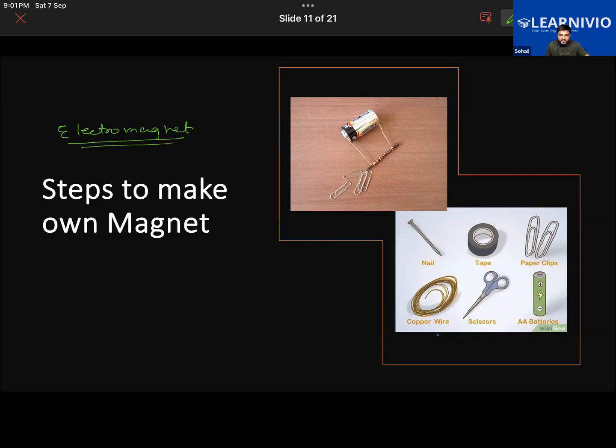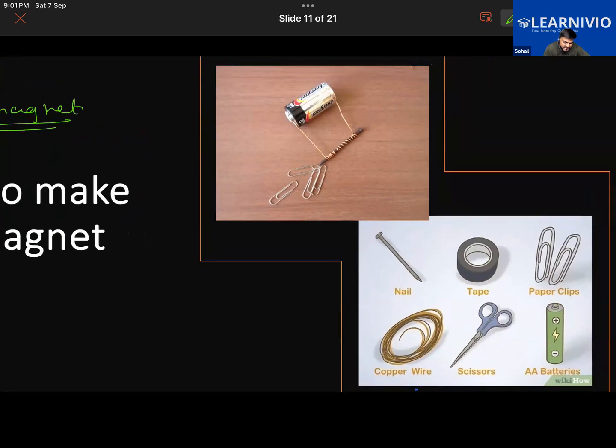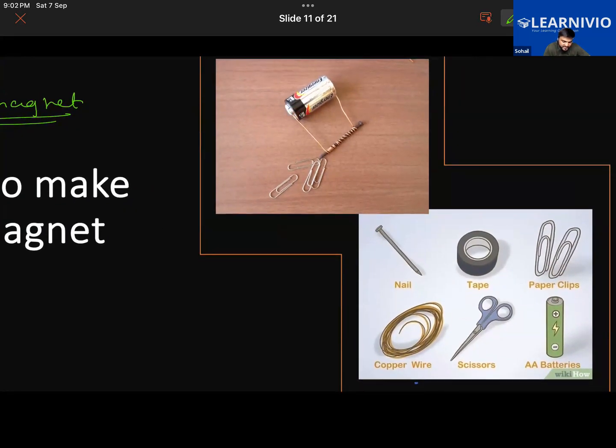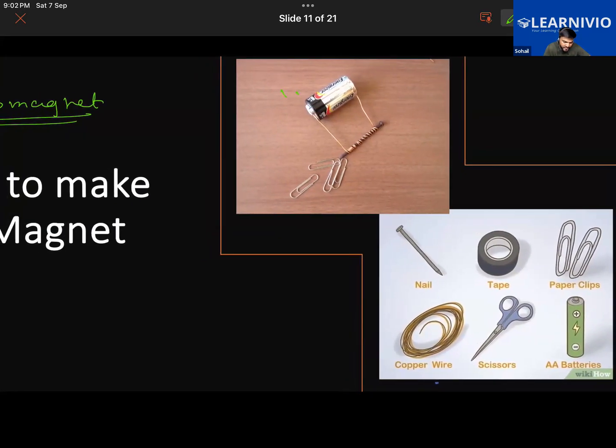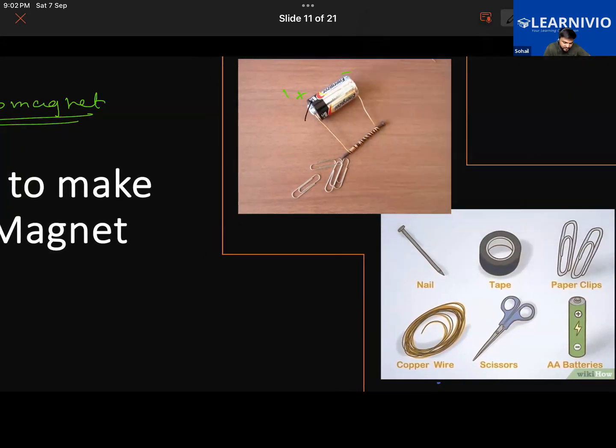All of you observe here, we have taken these materials: scissors, copper wire, a nail, AA batteries, like a small battery, and some paper clips or tape. We connect this copper wire to the positive and the negative terminals of the battery. With the help of sellotape we can connect it properly. Then the copper wire has been rolled on this iron nail.